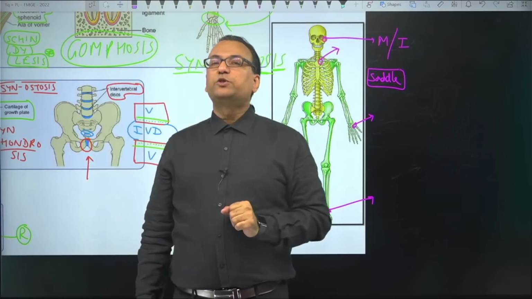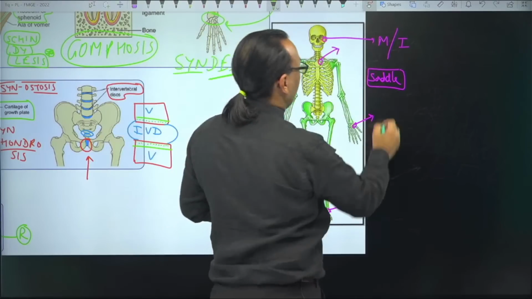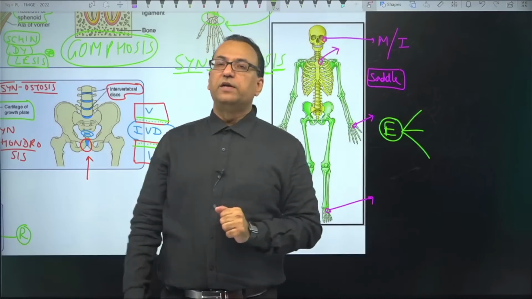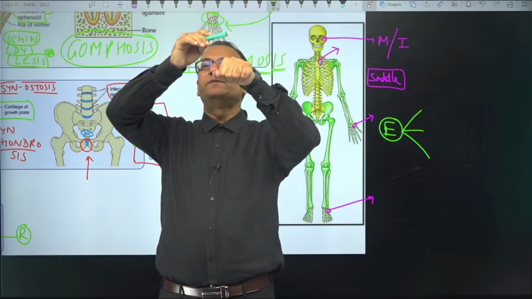Then they ask you about the ellipsoid synovial joint. What about the ellipsoid synovial joint? As we talk about the ellipsoid synovial joint, you can take two examples in the upper limb. Which two examples in the upper limb? The wrist joint and the knuckle joint.